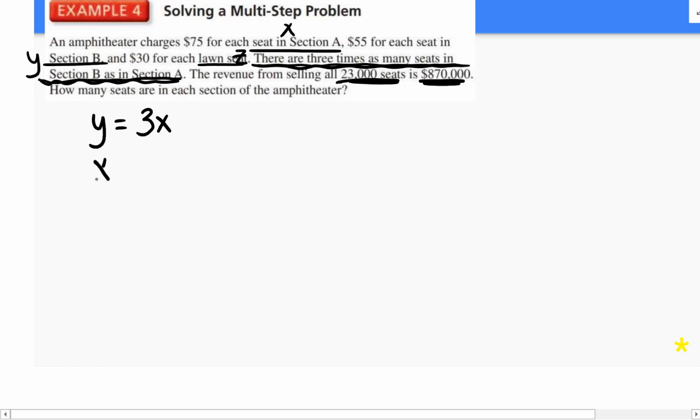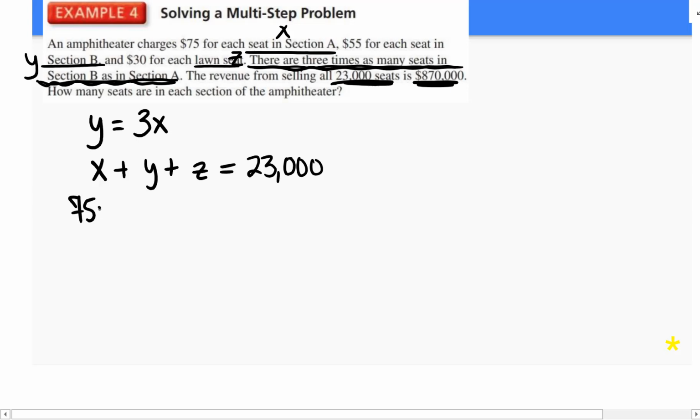So here it goes. The number of seats would be seats in Section A plus seats in Section B plus lawn seats, equal to the total number of seats, 23,000. Now the next equation will involve the money. So now we're talking about cost per seat: $75 for every seat in Section A, $55 for every seat in Section B, and $30 for every lawn seat. And that should equal the total revenue, the total amount of money received. Now we have 3 equations and 3 variables.